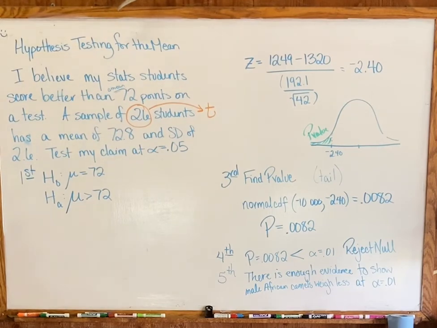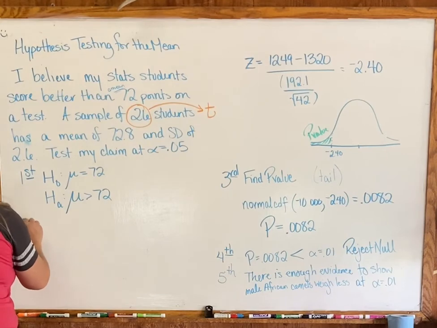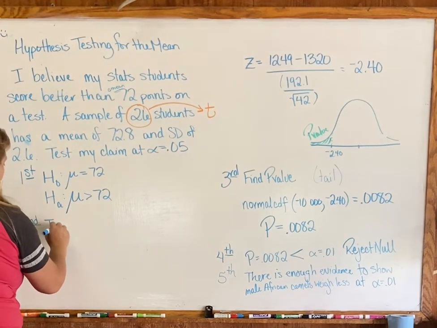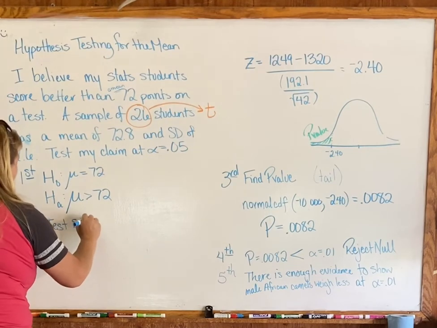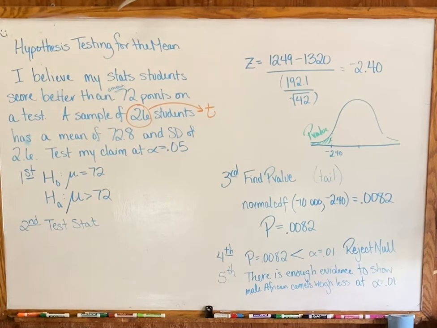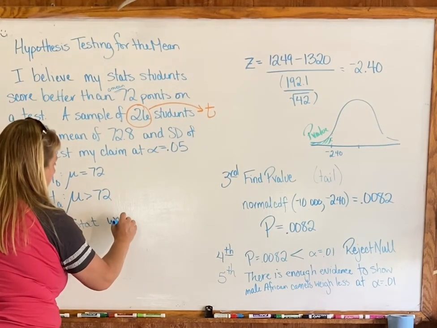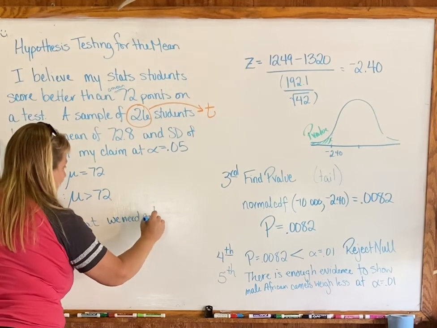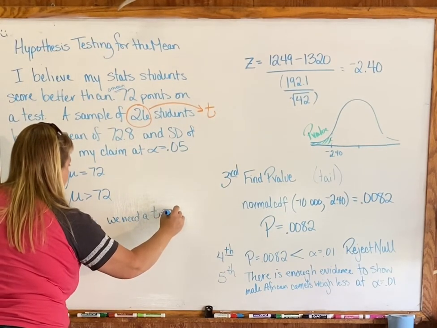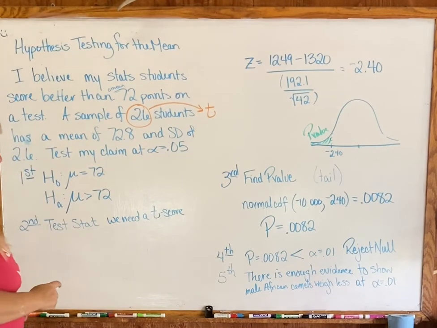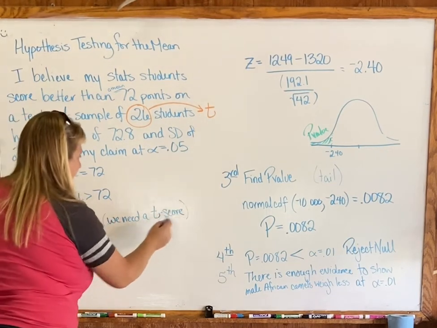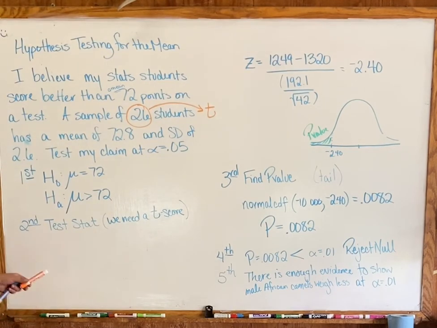Okay, so the second step is that test statistic. In our last example, our test statistic was a z-score, but in this example, our test statistic is going to have to be a t-score. We haven't done this before, but the nice thing about it is a t-score basically is the same formula as a z-score, just using a different letter.